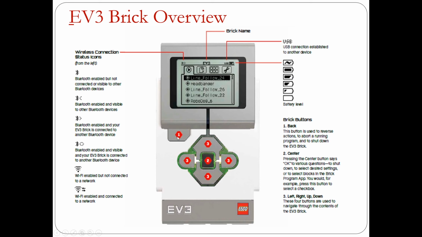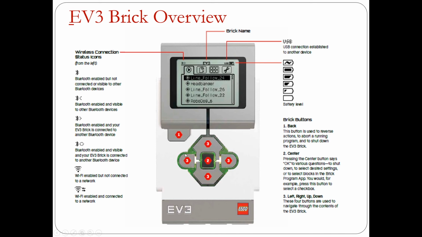First, we have number one over here. This is what we call the back button. This one is used to reverse actions, aborting or running a program, or even shut down the brick controller. This is the center button or the OK button. This one is used to select desired settings or to select blocks in the brick program.